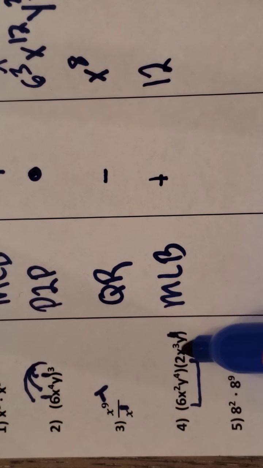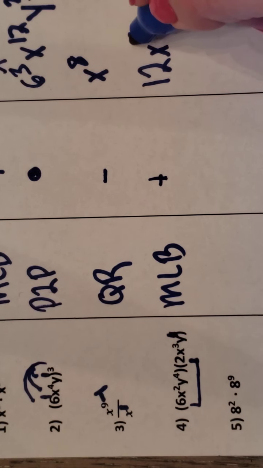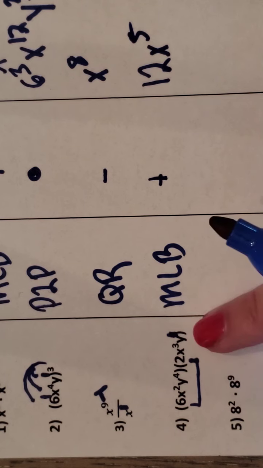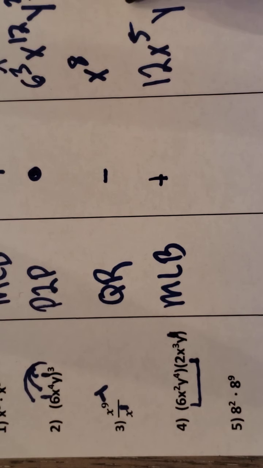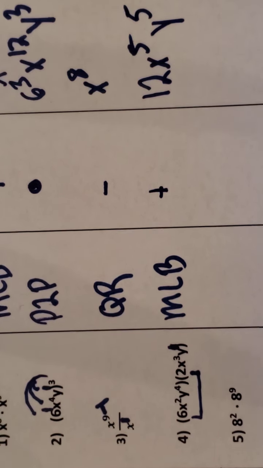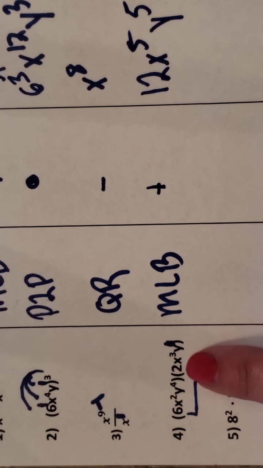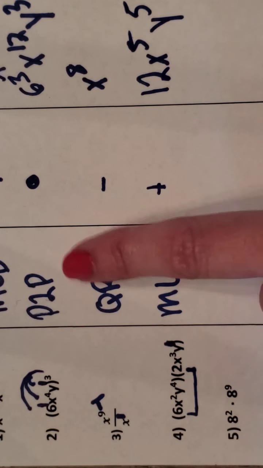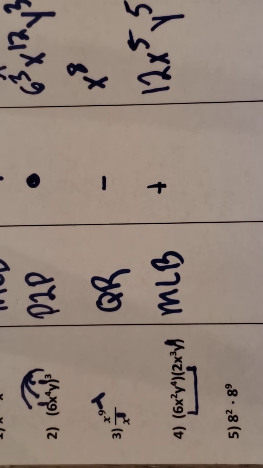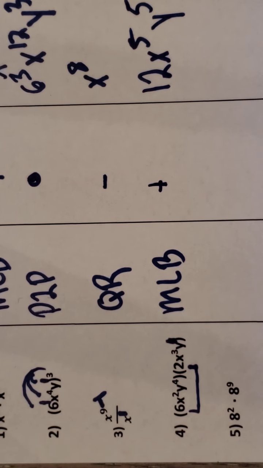X to the 2nd and x to the 3rd become x to the 5th. Y to the 4th and y to the 1st becomes y to the 5th. The reason we didn't put ones on the 6 and the 2 is because this is not power to power. The only time your constant will get a 1 is when it's power to power.